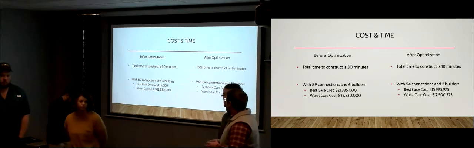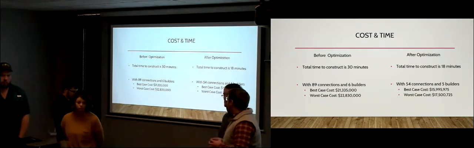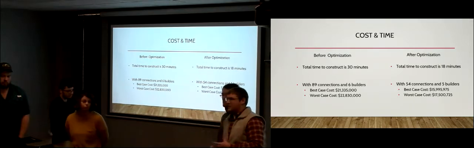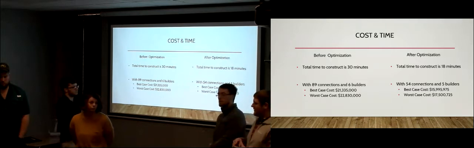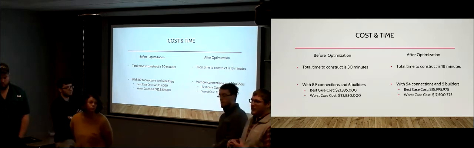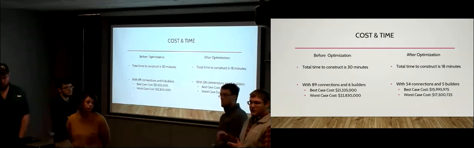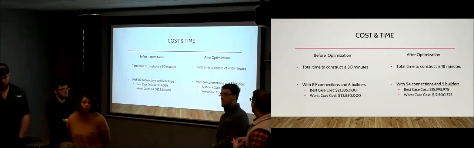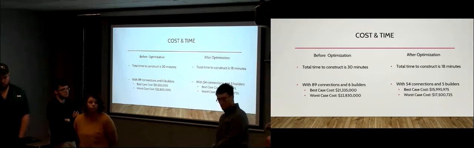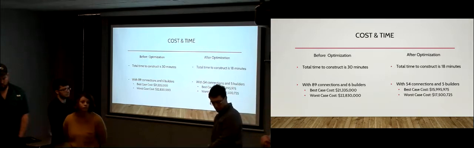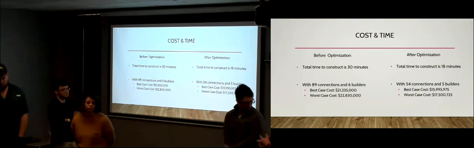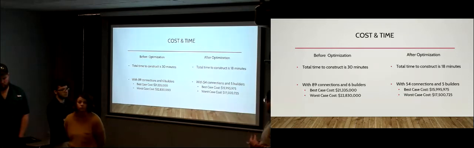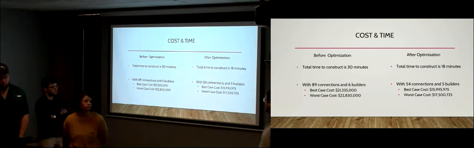And so you can see the numbers there. What we were trying to do was reduce the number of connections for faster build time, and so we could also cut a builder, because that would also help a lot with cost. So you can see here, after optimization, we were able to get it down to 18 minutes and 54 connections, and only using 5 builders, which cut our cost pretty significantly.